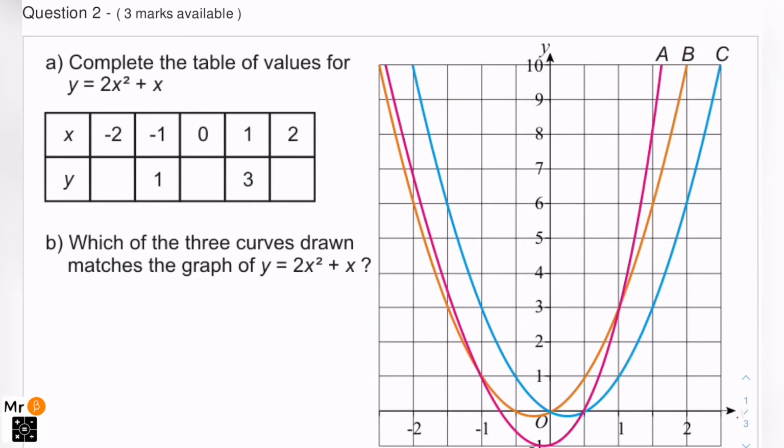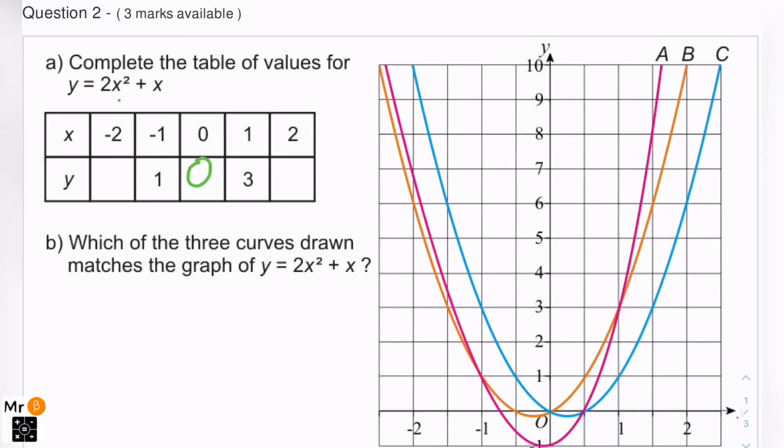In my second question, I'm going to use the technique where we do it in our head. As you get more experience with these questions, you won't have to draw the table out, but please do draw the table if it still confuses you and you need a bit of extra working out. So I'm going to start with x is 0 to begin with. So when x is 0, I've got 2 times 0 squared, which is 0, plus 0 gives me 0.